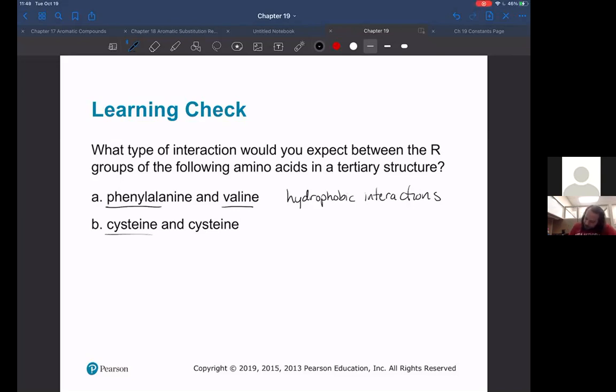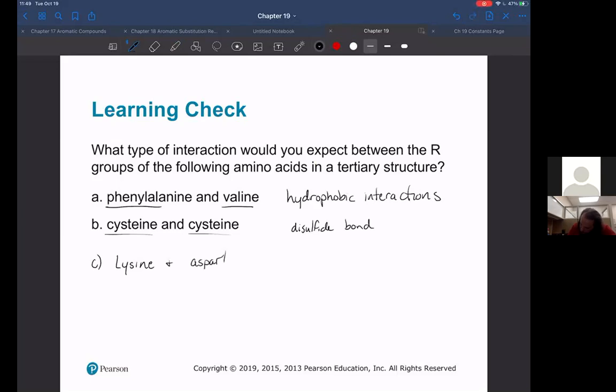What about cysteine and cysteine? This is a very unique example where these two R groups can actually form a covalent bond with one another, known as a disulfide bond. Let's just do another one. What about lysine?